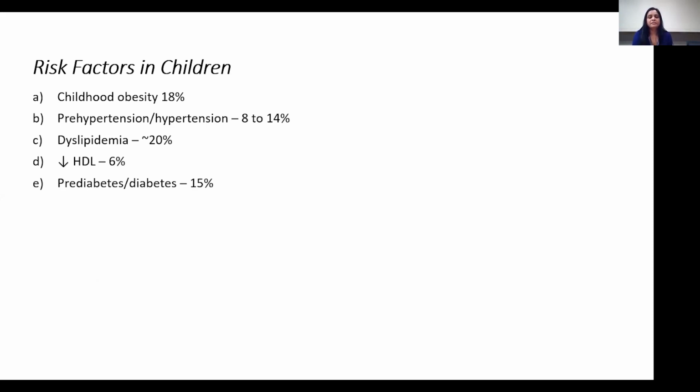Pre-hypertension or hypertension is seen anywhere from 8 to 14%, depending on the several studies. Dyslipidemia is seen in 20%, that is 1 in 5 children. Generally, low HDL is seen in 6%, and pre-diabetes or diabetes is seen in 15%. As you can see, hypertension, dyslipidemia, and diabetes are almost equal to the obese patients.